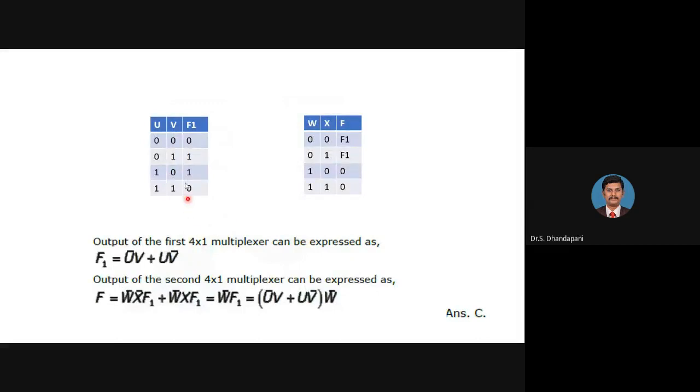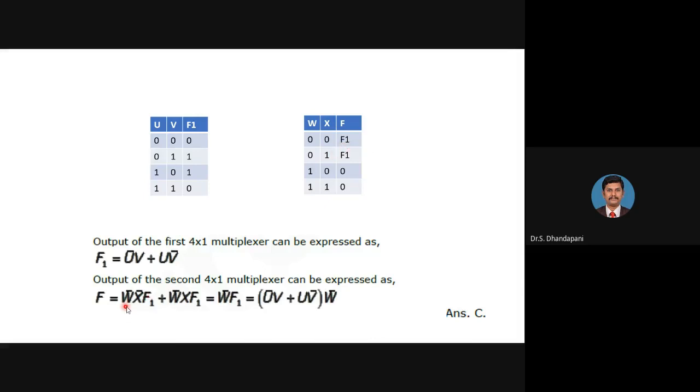Now, the output of the first multiplexer, F1. By seeing this table, we can write the function F1 is equal to U bar V plus U V bar. Actually, it is the XOR function with two inputs U and V, so I am writing it as U bar V plus U V bar. So this is for F1. Now, in the second case, in the place of F1, we can assume U bar V plus U V bar. So W X, both are 0, 0, the output is F1.